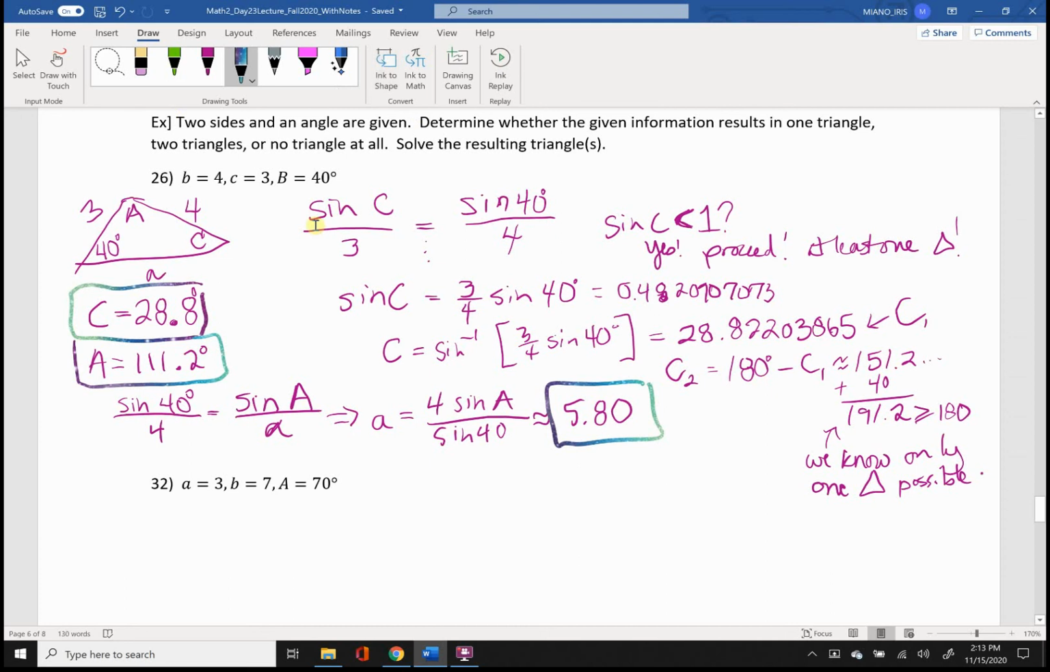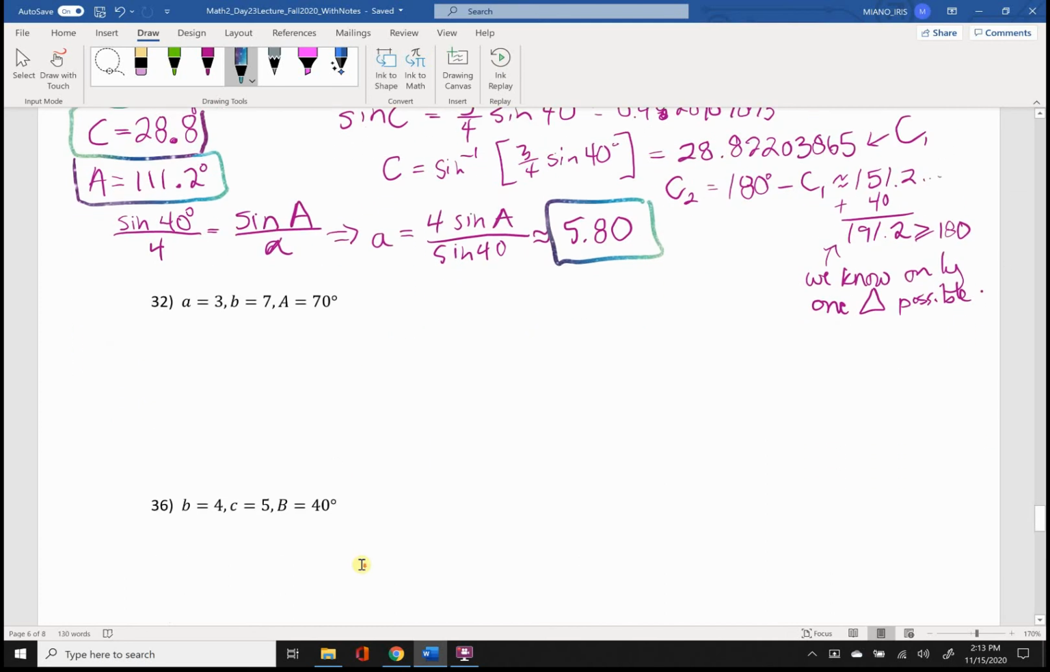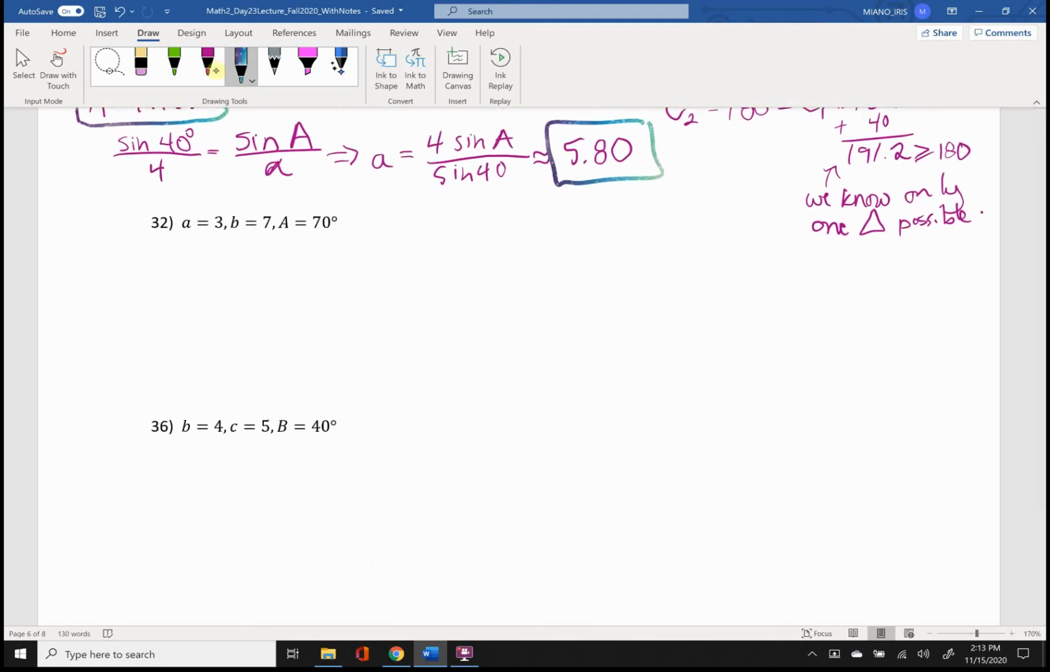Okay, great. Let's move on to number 32. Same process, okay? We're going to start by drawing a triangle. Let's go ahead and put the 70 degrees right here, and 70 degrees is capital A, so that means opposite that will be the length of 3. Then capital B, I'll put here, and therefore the opposite side will be 7 right there. And capital C will go here, and then lowercase c has to be the opposite side. Cool. This is one way that you can draw your generic triangle visual here.